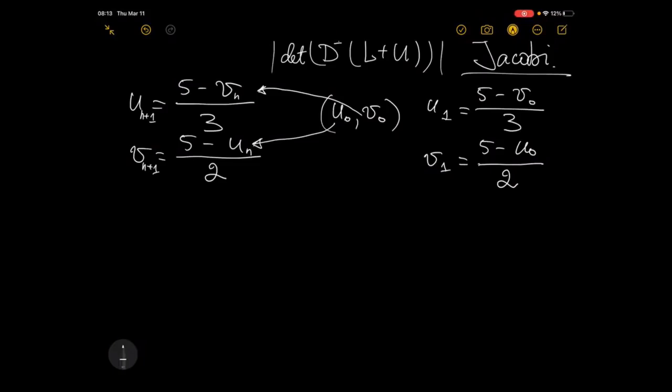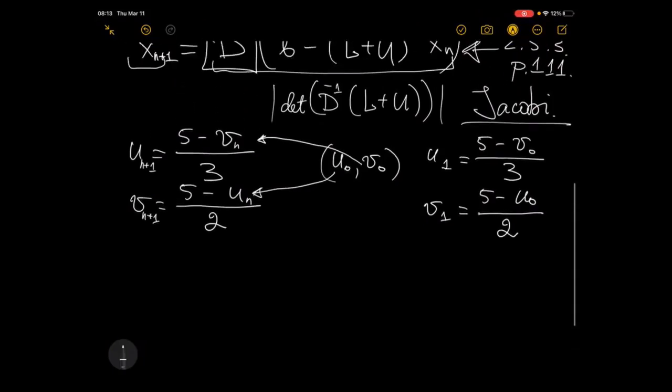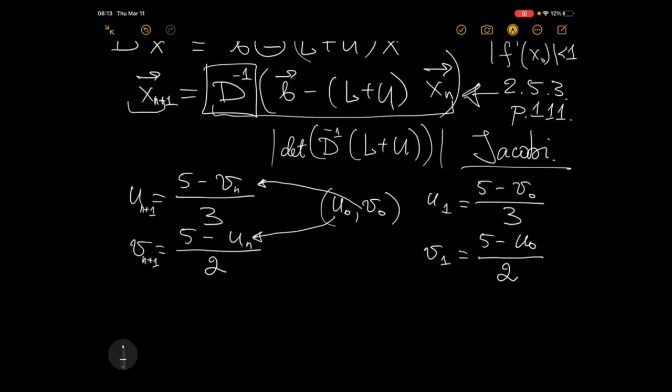Now, the only problem which I see here is the following. We use U0 in this equation in order to get V1. But the problem is that we are applying this algorithm line by line, right? If I have a convergent algorithm, then U1 will already be a better approximation than my initial guess, right? At least I hope so.